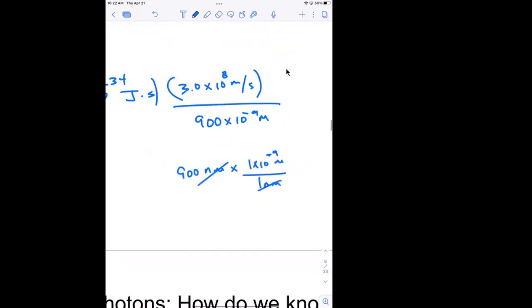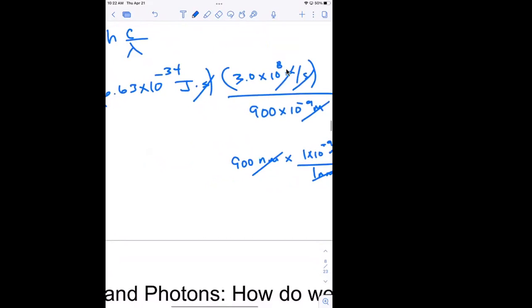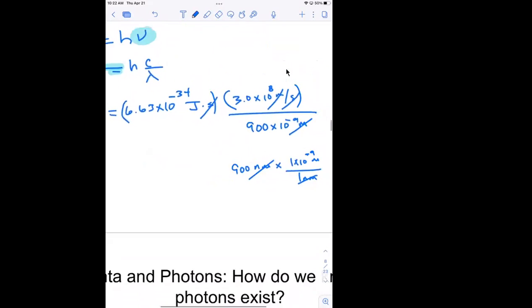So meters here are going to cancel. Seconds are going to cancel here, and the answer is going to be in joules. All right. So let's see if we can get that calculated real quick.